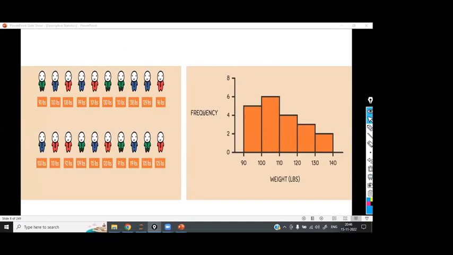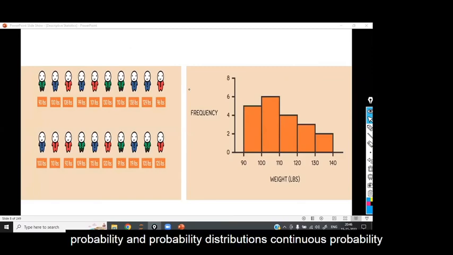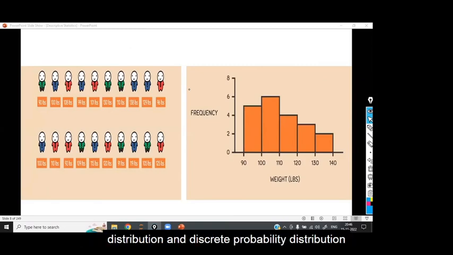Okay, fine. Clear? Probability distributions are clear. Probability and probability distributions, continuous probability distribution and discrete probability distribution.